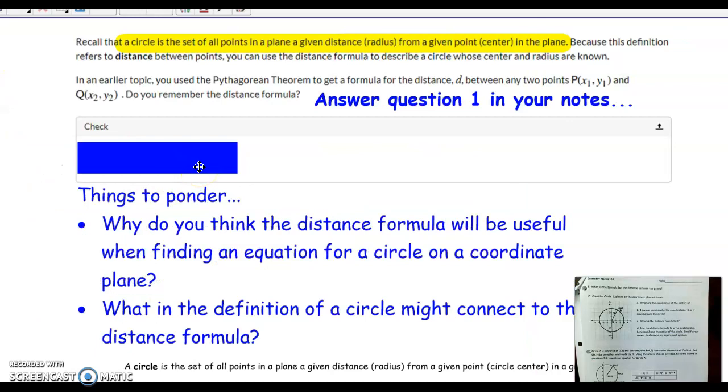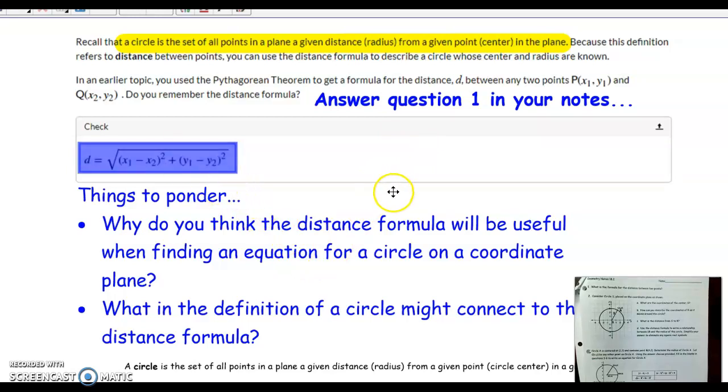So just remember that by definition, a circle is a set of all points in a plane that are a given distance from a given point in that plane. Well, the given point is the center of the circle, and the given distance that all the points are from that center is the radius length. And so because this definition uses distance, we can actually use the distance formula to help us learn the equation of a circle. So it's important that you know the distance formula.